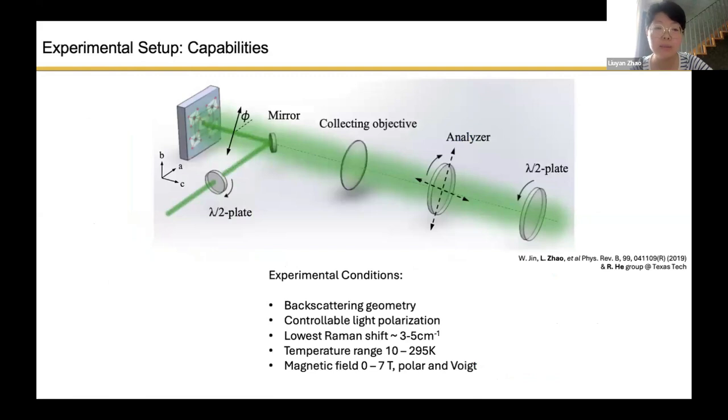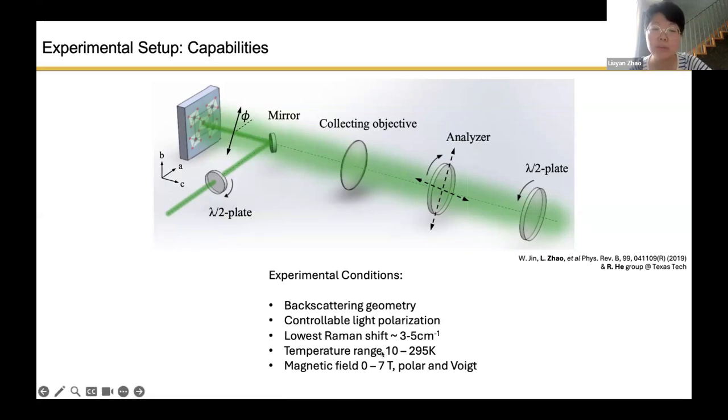So our Raman spectroscopy setup is like this. We have this backscattering geometry. Incoming and scattered light are on the same side of the sample, and we can control the incident polarization and the scattered polarization to learn about symmetry information of the Raman tensor. And then we can use a Bragg filter to get down to the lowest Raman shift of 3 to 5 wave numbers, which is rather low and helpful for us to learn about low energy excitations.